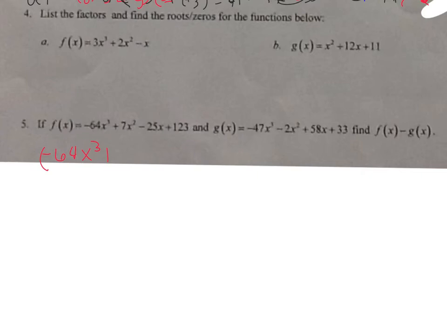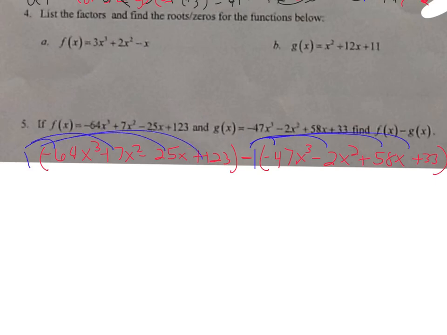x to the third plus 7x squared minus 25x plus 123 minus g of x, which is negative 47x cubed minus 2x squared plus 58x plus 33. Remember, since we are subtracting polynomials, you have to distribute the negative 1. We distribute this one that's in front, and they just stay the same. That's where same change opposite comes from.